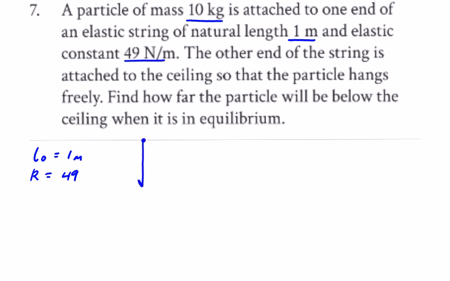Okay, let's have a look here. We have mg. M is 10, so we have 10g, or 98 newtons going down. So we have K times the unknown length, we'll call it X, minus the original length, will be equal to the force going down, my 98. If I divide by 49, I get X minus 1 is equal to 2. So the length will be 3 meters.